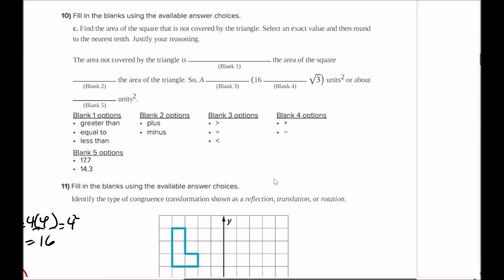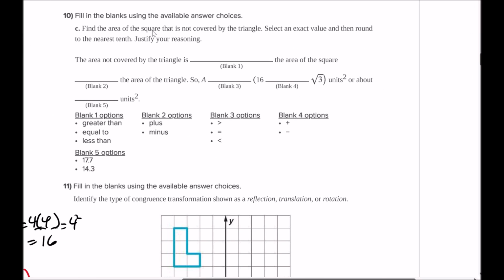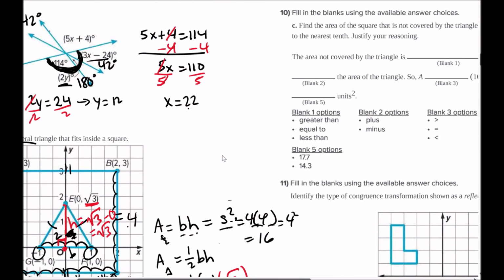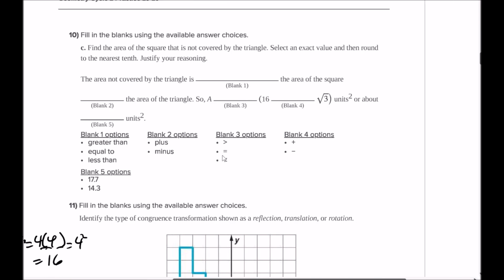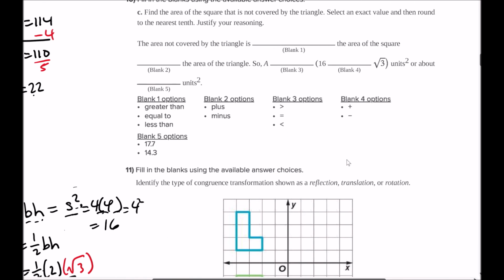Number 10. Find the area of the square that is not covered by the triangle. So still looking at the same thing, I guess. Select an exact value and then round to the nearest tenth. Justify your reasoning. Okay. The area covered by the triangle is blank. The area of the square, blank the area of the triangle.